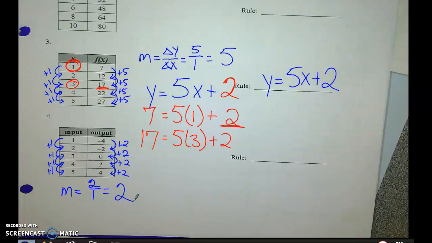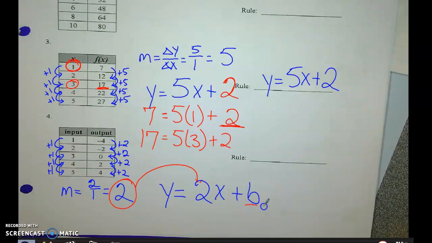So right now you've got your m. And so starting out with that equation, y equals mx plus b, you know this 2 is going to go right here for m. So instead of that m, you need 2. Now you're going to have to figure out about the b. So pick a number, plug it in, and find out if you need a b or not.